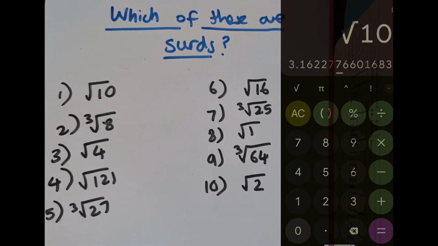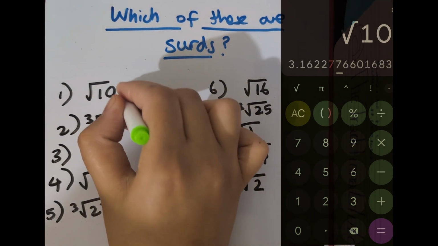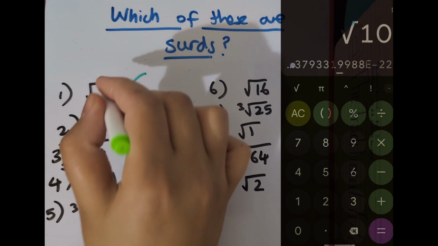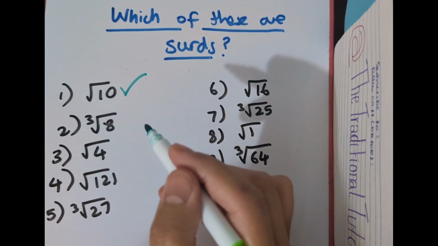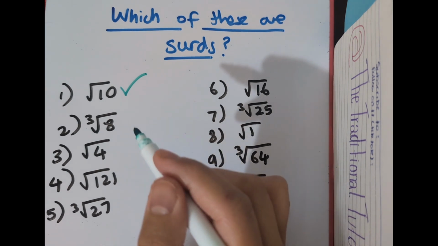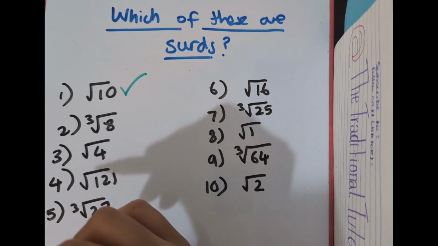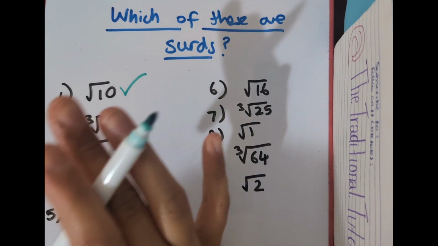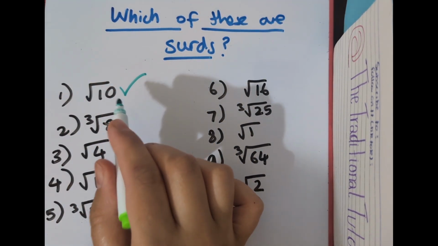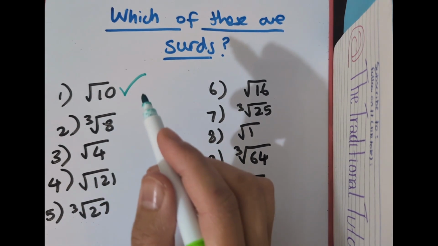Okay, so the first one, let's go through it together. The square root of 10. Now this is a surd, because the square root of 10, remember, does not exist as a rational number. It is an irrational number. If you put it on your calculator, you'd get a long decimal number which goes on forever. So hence it is an irrational number, so a surd.